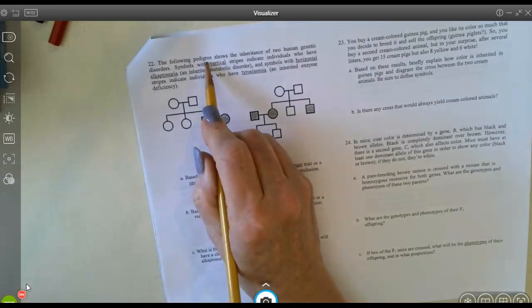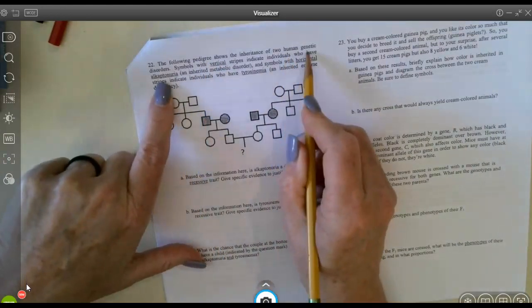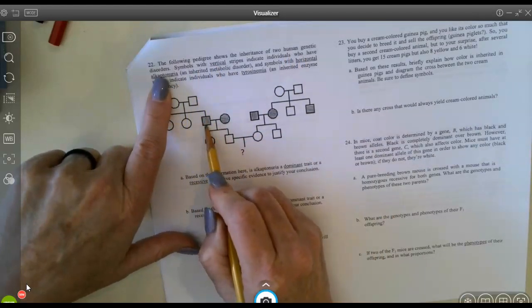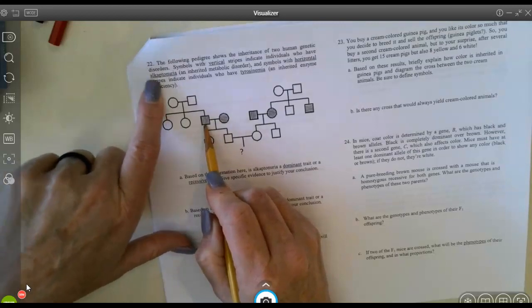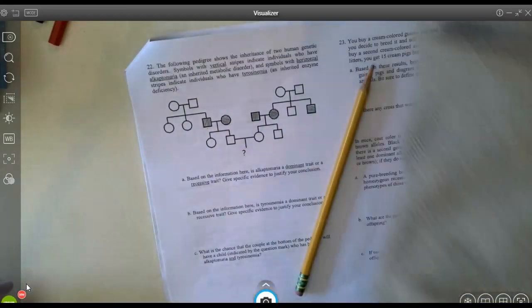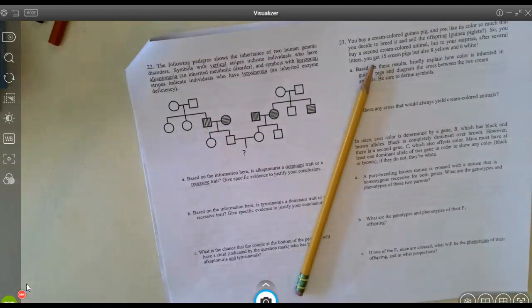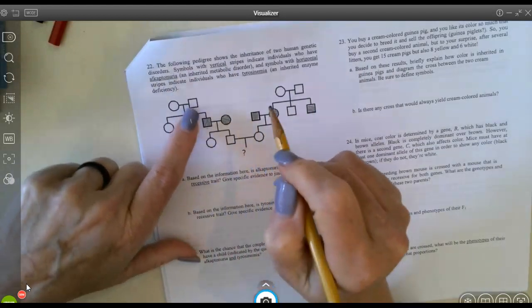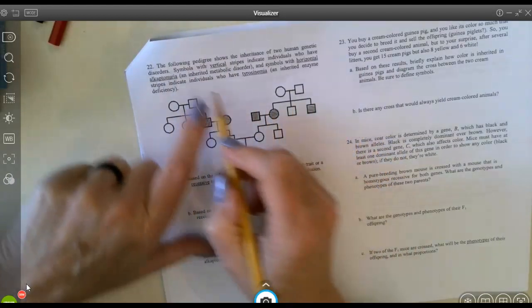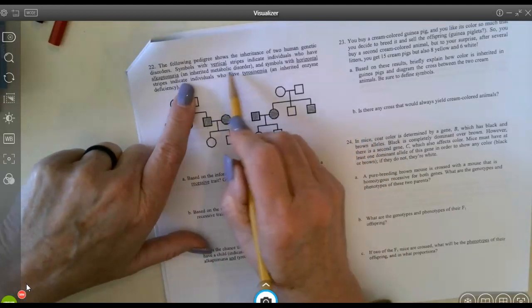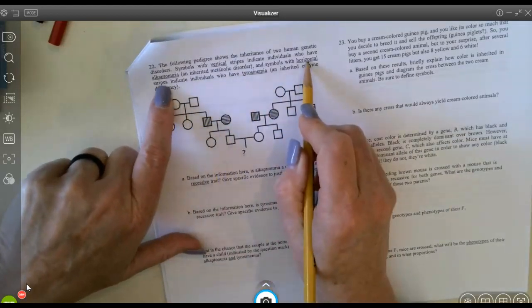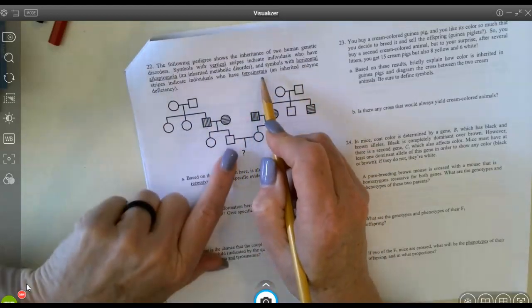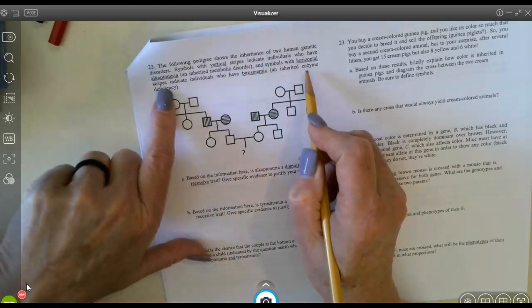So the following pedigree shows inheritance of 2 human genetic disorders. Symbols with vertical stripes indicate individuals who have alkaptonuria, which is inherited. And then horizontal stripes, so these have tyrosinemia, but it's an inherited enzyme deficiency.